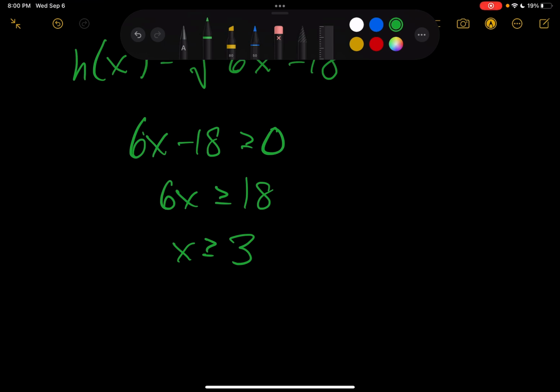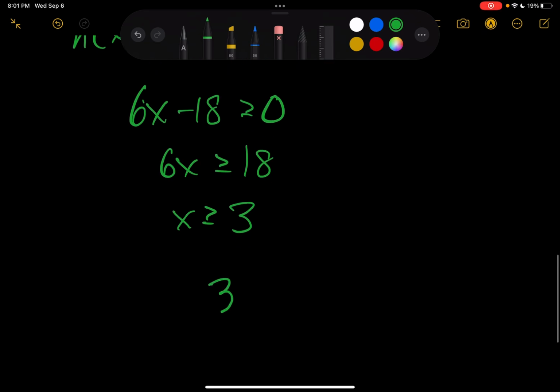So now if I do interval notation, greater than or equal to 3. That means that anything less than 3 is not going to satisfy it. 3 is going to be my starting point, and I put a bracket because 3 can be included. If I substitute 3 in, I'm going to get 0. That's fine. 3 all the way up to positive infinity. That is going to be my domain of that function.